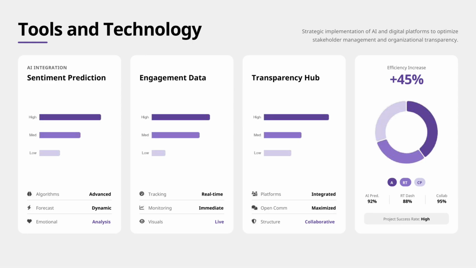Tools and technology enhance stakeholder management by enabling sentiment prediction, real-time engagement data, and transparency hubs. This slide highlights how integrated platforms and AI-driven insights can boost efficiency and visibility, increasing adaptability and helping teams act on timely signals to maintain alignment and project momentum.